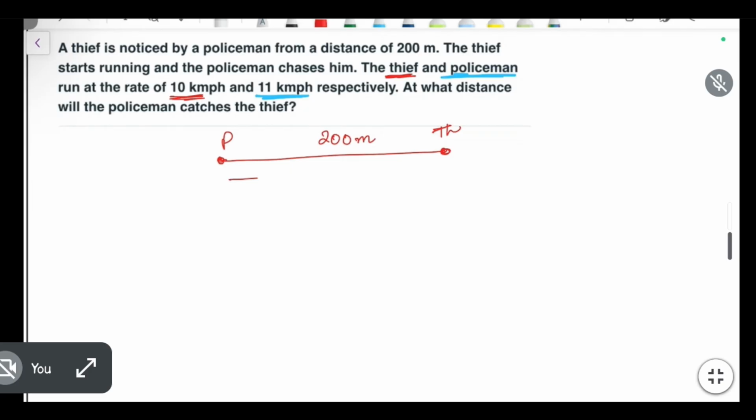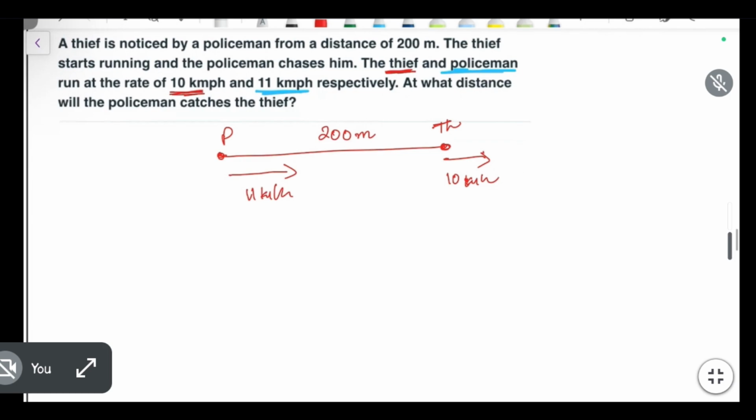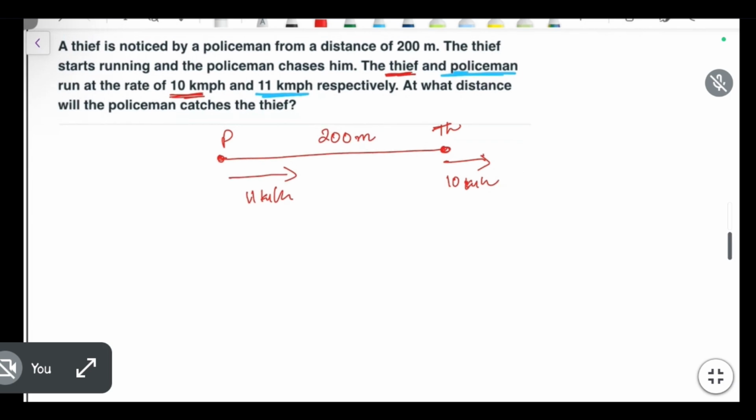So I'll just write the speed of the policeman is 11 kilometer per hour, and the speed of the thief running away is 10 kilometer per hour. If the speed of the thief is faster than the policeman, then the policeman will never be able to catch the thief. Okay. So now what I'll do is I'll find the relative speed.